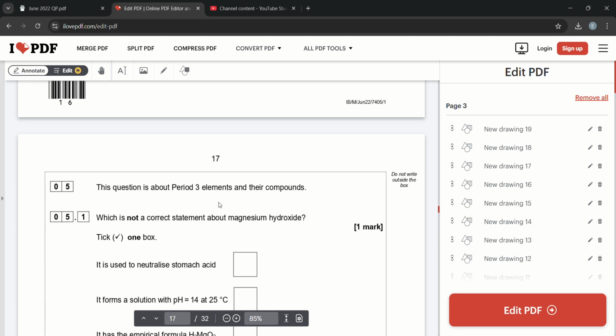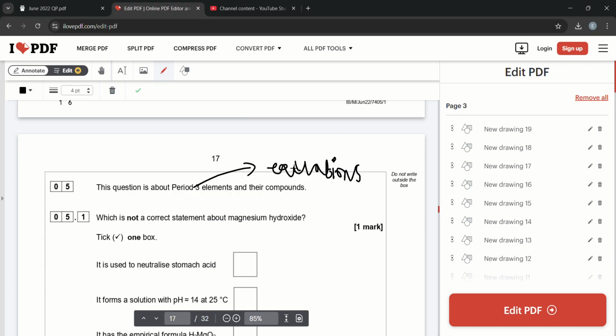Question 5. This question is about pair of 3 elements in a compound. Already, I know there's going to be at least one question on equations, because that's the whole topic. It's like 2 pages, and it's full of equations and just key details you need to memorize.